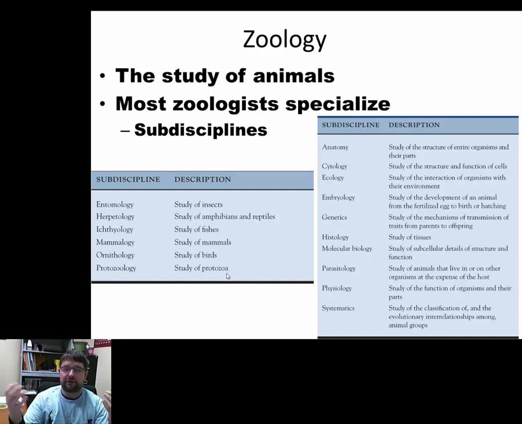I mean, there's lots of zoologists that would study all of these organisms, okay? But they might study parasitology, or the parasites that live on all these different organisms. Or maybe they're interested in the physiology of all ectotherms, so insects, amphibians, fish, okay? And so they're studying these groups, and they're studying the physiology of those groups.